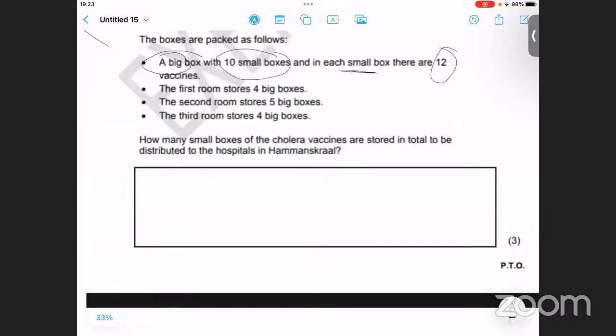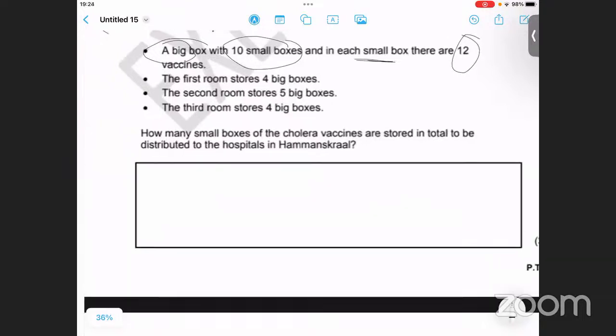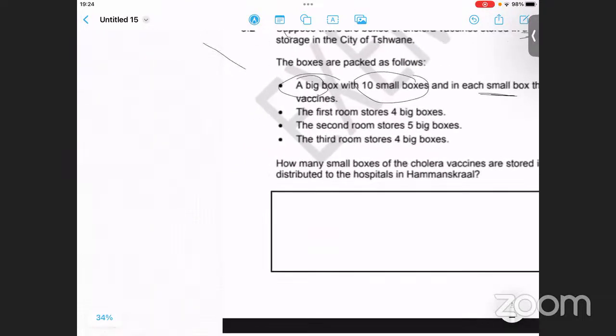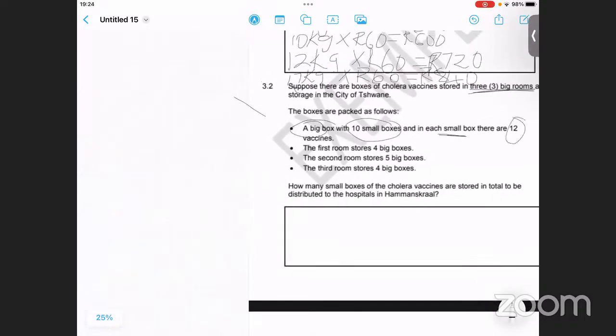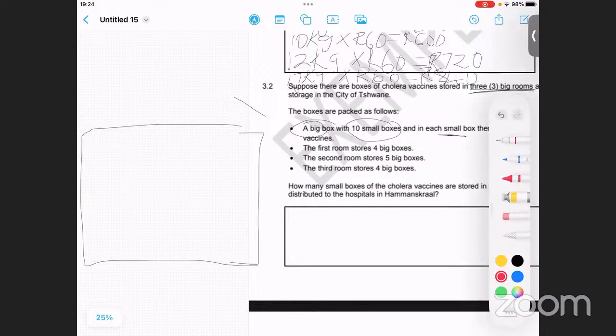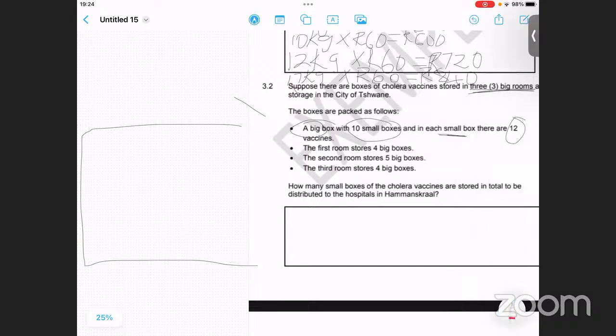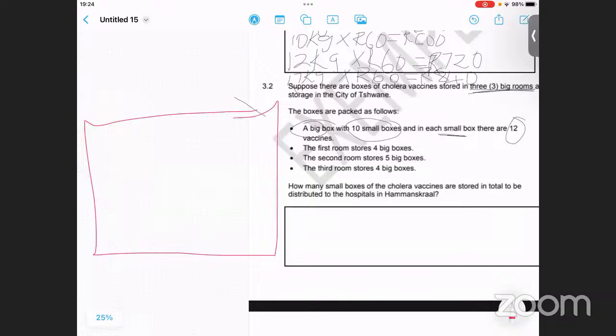So let me just try to draw it now, so you guys can see. I'm gonna draw this. This is my big box. Let me use a different color, guys, and let me increase the font. Guys, this is my big box now. And they say in this big box, there are 10 small boxes.